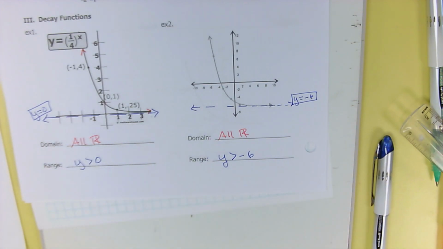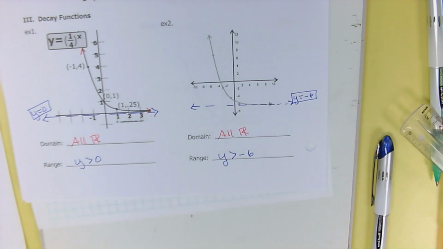With exponential graphs, your range will never be greater than or equal to because of the asymptote. It never actually hits the asymptote, so it'll always be just greater than. So you're never going to put that bar on.